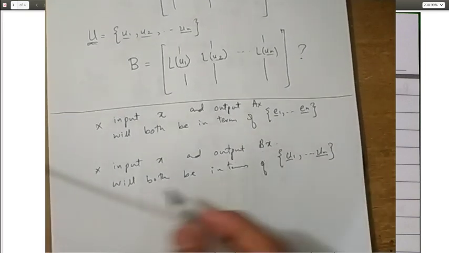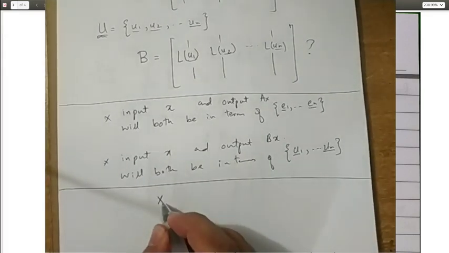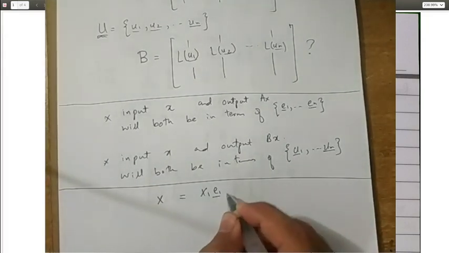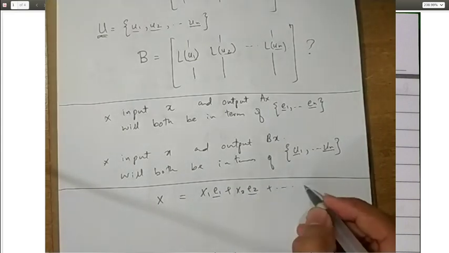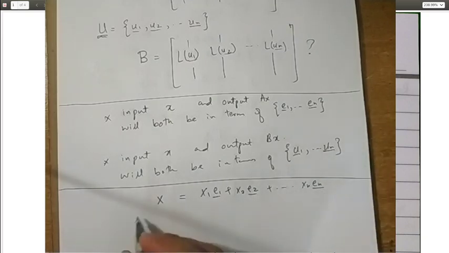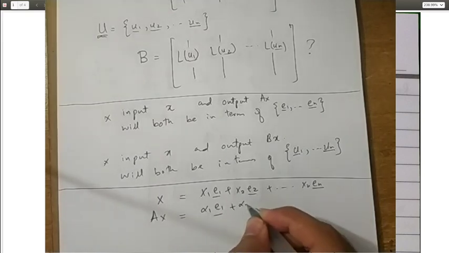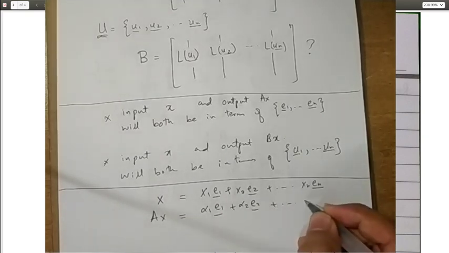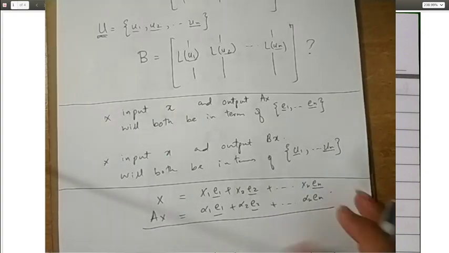Okay? And just to make it clear, what I mean is, if you have x in terms of x1 e1 plus x2 e2 plus blah blah blah xn en, then your result Ax should also be some alpha 1 e1 plus alpha 2 e2 plus dot dot dot alpha n en, if you're in the standard basis.